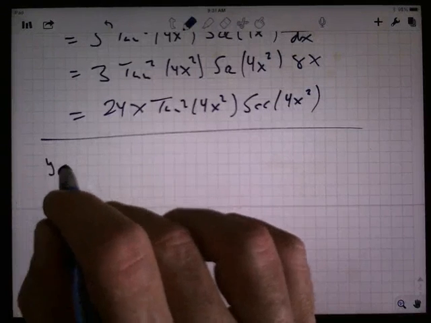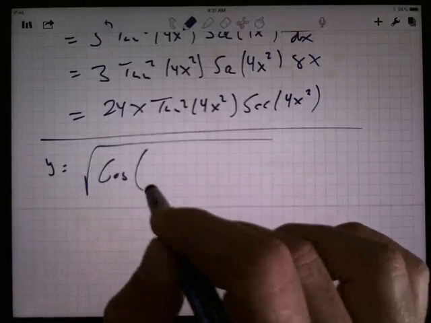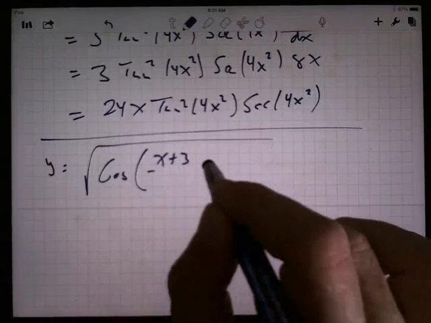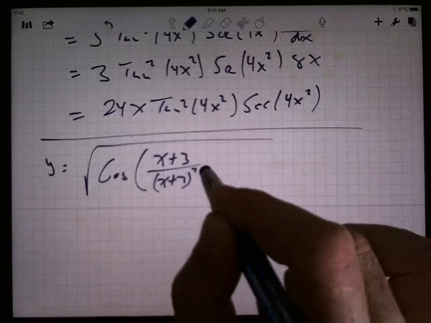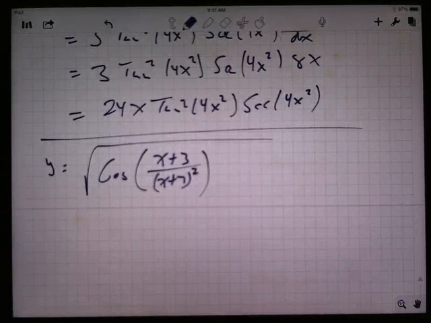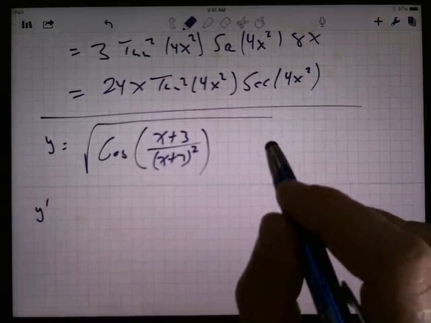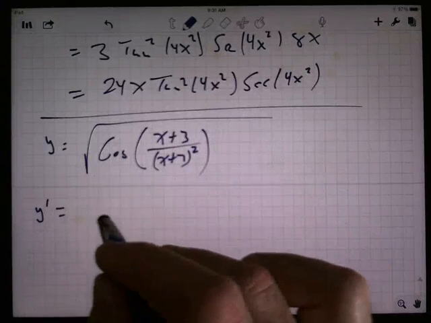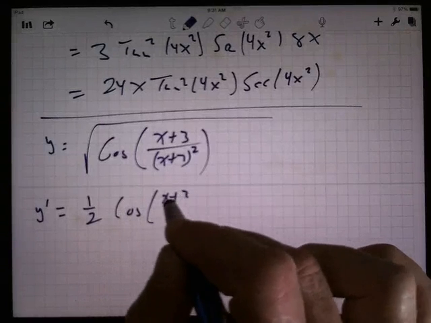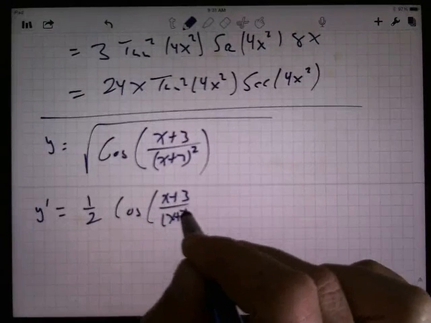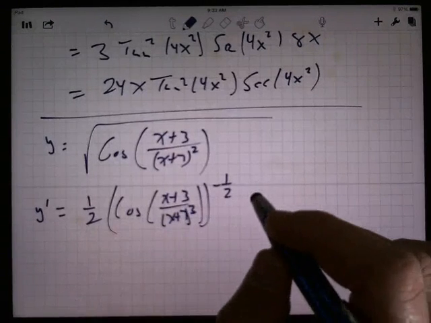Let's do one more here. y equals the square root of the cosine of (x plus 3) over (x plus 7) squared. Now, here we go. How do I take the derivative? Well, first of all, I recognize this as something to the half power. So this should be 1/2 times this thing, to the minus a half power. Don't mess with the inside. Times the derivative of what's inside.